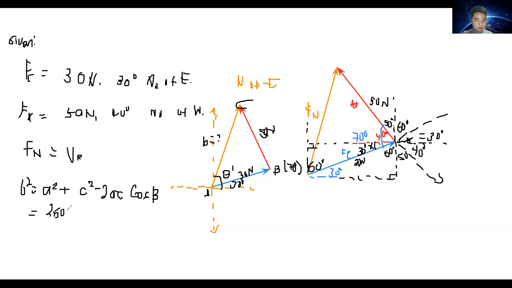Plus, what is C squared? We have 30 newtons. That's 900. Minus 2 multiplied to 30 times 50. That is 3,000. Minus 3,000 times cosine. What is the angle B? That's 70 degrees. Cosine 70 degrees equals. Okay, so pag add natin, 2,500 plus 900 is equivalent to 3,400, minus 3,000 times cosine 70.